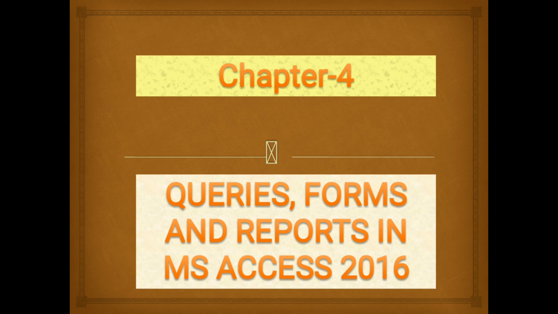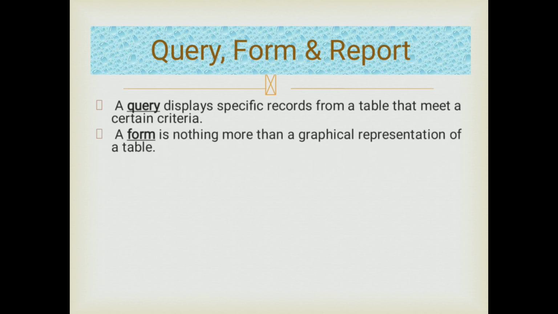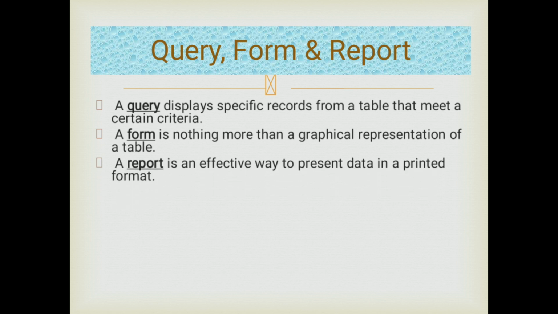Today, we are starting the fourth chapter, Queries, Forms, and Reports in MS Access 2016. First, what is a query, what is a form, and what is a report? A query displays specific records from a table that meet a certain criteria. Criteria means any condition. Next, a form is nothing more than a graphical representation of a table. Users can add, update, and delete records in a table using a form. And the last term is a report. A report is an effective way to present your data in a printed format.